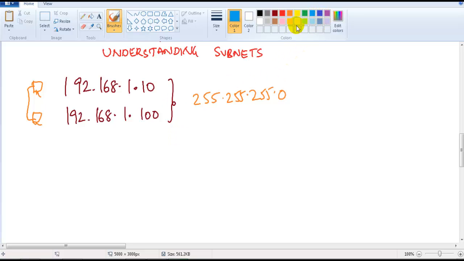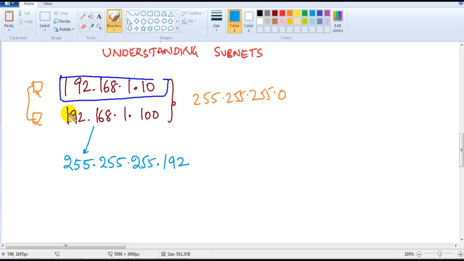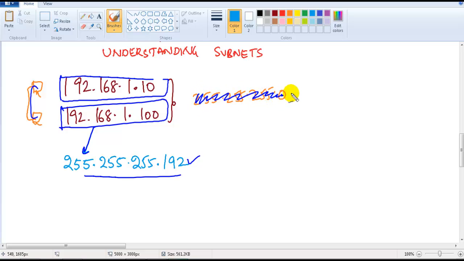I'm going to take the same two devices, 192.168.1.10 and 192.168.1.100, but this time I'm using the subnet mask 255.255.255.192. Now I'm going to ask you the same question. These two devices, 192.168.1.10 and 192.168.1.100, are connected to each other, and assume that I change the subnet mask to 255.255.255.192. Do they belong to the same network or a different network?